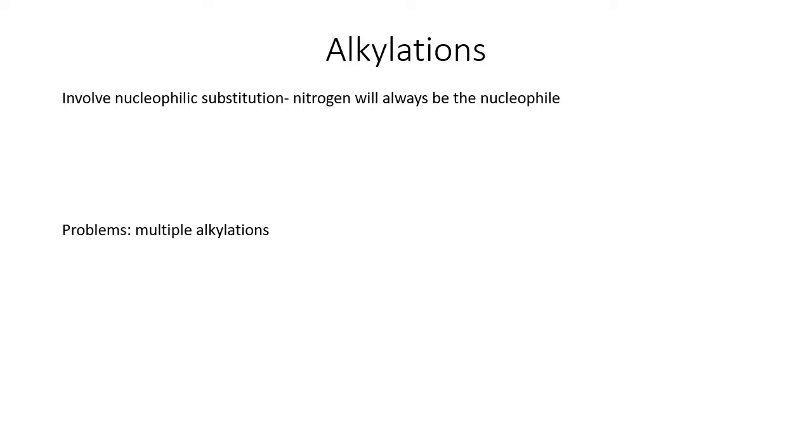So one way to synthesize amines is to use alkylations. Now this type of reaction will involve nucleophilic substitution, and in these reactions, nitrogen will always be the nucleophile. So the way I like to remember it is nitrogen, because it has an N, means it's going to be a nucleophile. So just like nitrogens are considered weak bases, they're also considered nucleophiles.